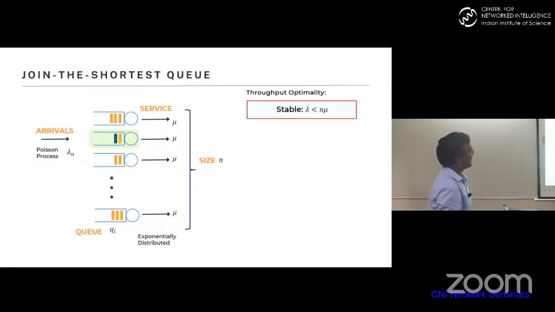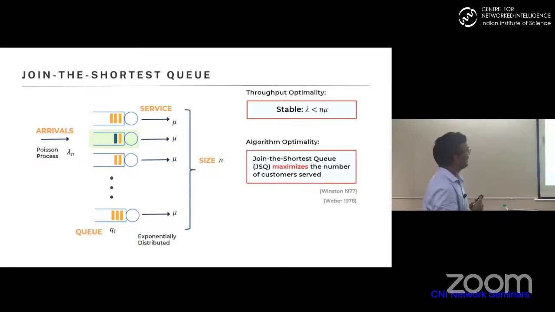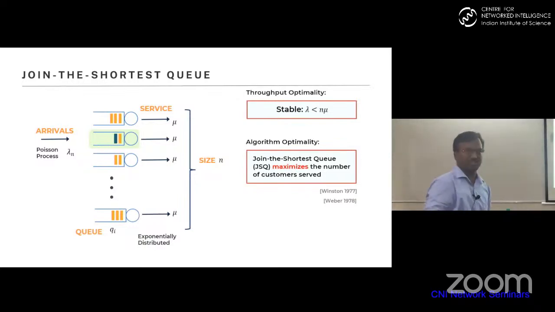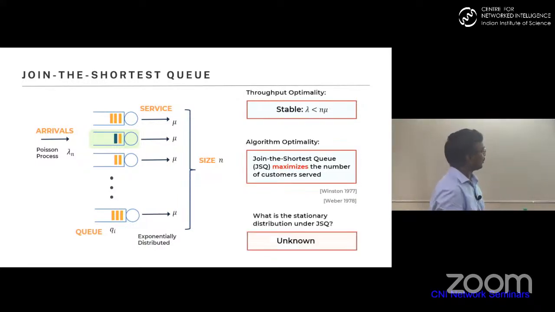That's easy to answer. As long as the arrival rate is less than the service rate, the system is stable. And what algorithm minimizes the queue length, minimizes the delay, or maximizes the number of customers served? It can be shown that join the shortest queue is optimal in this particular setting when you have Poisson arrivals, exponential service, and homogeneous service rates. So far so good. Then, in order to understand the performance, I want to know about the stationary distribution under join the shortest queue. And if you ask what that is, the answer is unknown.